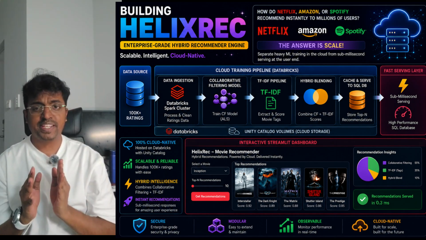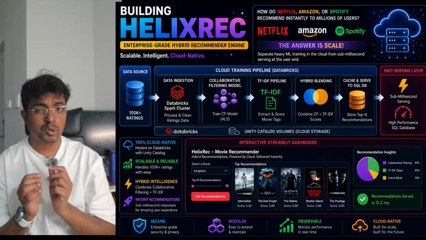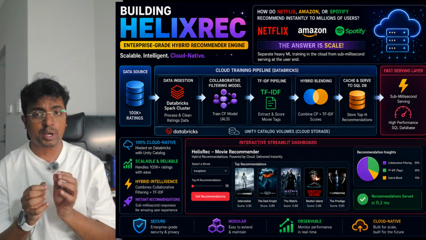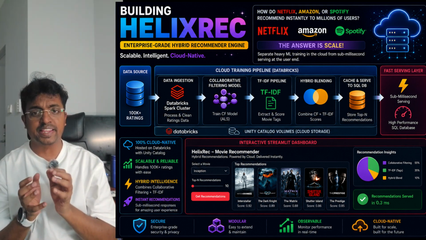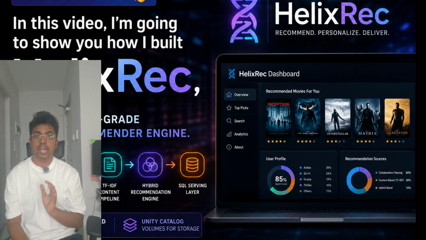How do companies like Netflix, Amazon, or Spotify instantly recommend content to millions of active users without slowing down their website? The answer is scale: separating heavy machine learning training in the cloud from sub-millisecond serving at the user end. Welcome back. In this video, I will show you how I built HelixRec, an enterprise-grade hybrid recommender engine using Databricks, Spark, collaborative filtering, and TF-IDF.